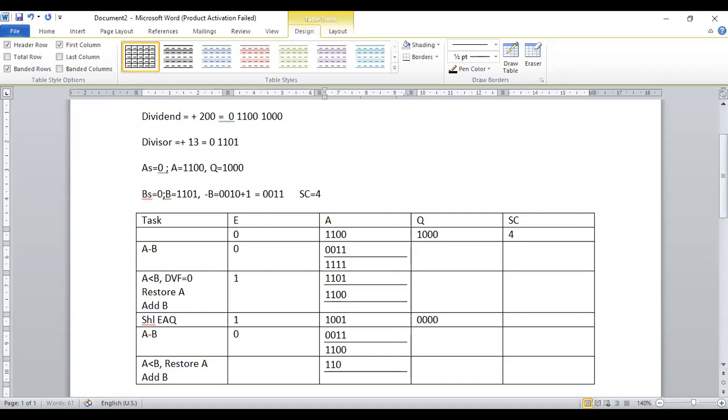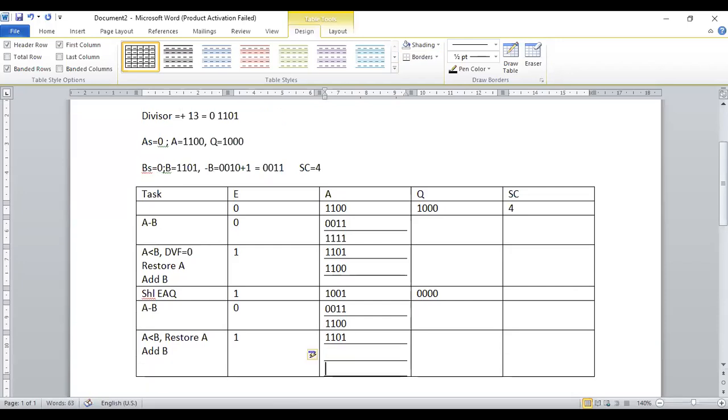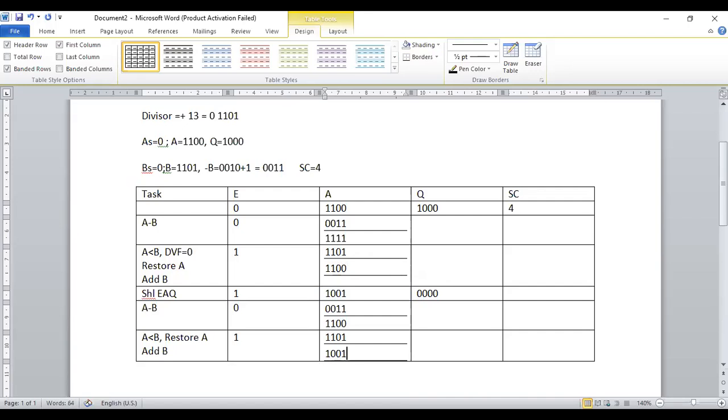What is B? 1101. After adding this, I'll be getting 1001, our A back, the partial remainder, which is 9 back. At this stage it is 9, before subtracting B, so that we got back. And what about Q? Q is the same, 0000. We have restored and we made Qn 0 as fixed. So I'm reducing my sequence counter by 1.